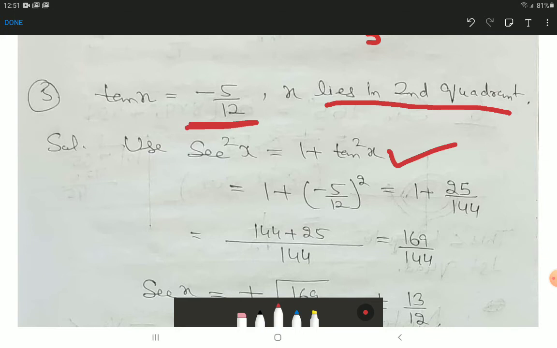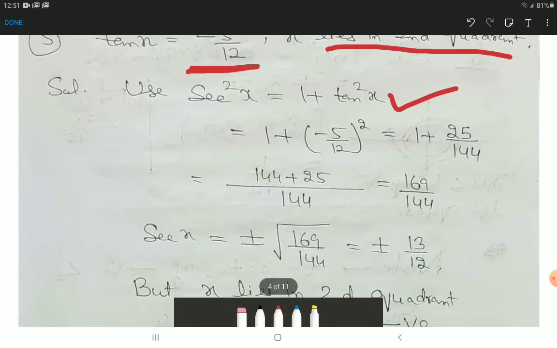This identity will give us the value of sec x. So sec square x is equal to 1 plus tan square x, and the value of tan x is minus 5 by 12. So sec square x will be 1 plus (minus 5 by 12) whole square, that is 1 plus 25 upon 144. If you add them up, the answer comes out to be 169 upon 144.